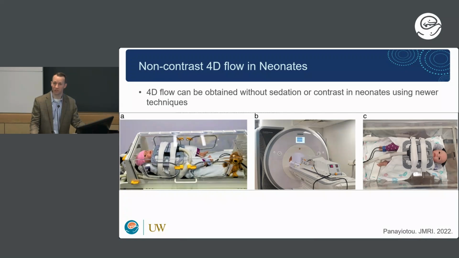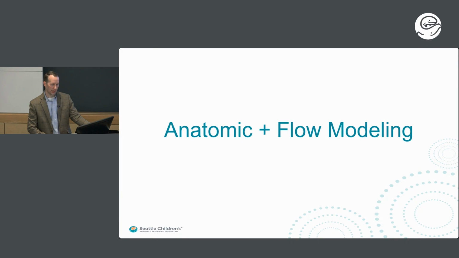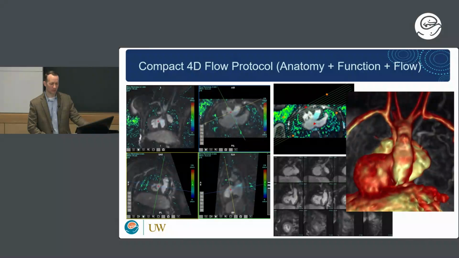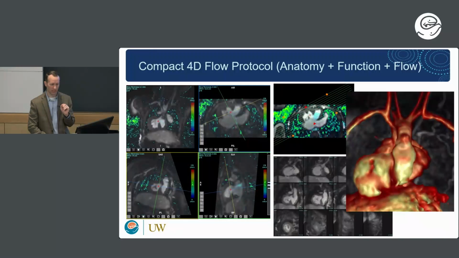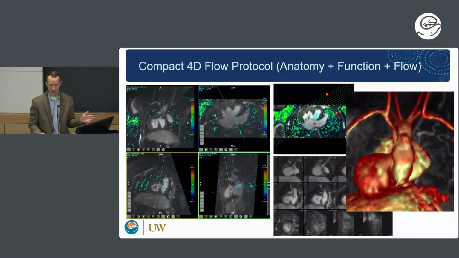So there are people doing fetal cardiac 4D flow using some accelerated 4D flow techniques, which is really cool stuff. So how do we get to, we talked about anatomy, we've talked about flow properties we get from MRI, but how do we put all of this together?